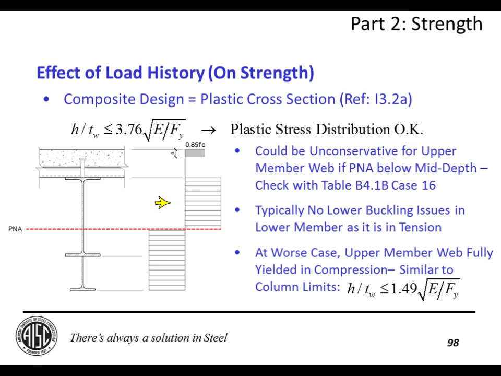If that's the case, then you would need to use an alternate limit to assure the plastic cross-section is compact, and that would be a limit from B4.1, Case 16. At the absolute worst case, let's say you put a humongous member down here so that the entire web is in compression, it would simply be acting as a column, right? You'd have the whole web in compression. And the limit for a column is given here as h over tw less than 1.49. So that's sort of a lower bound worst case.